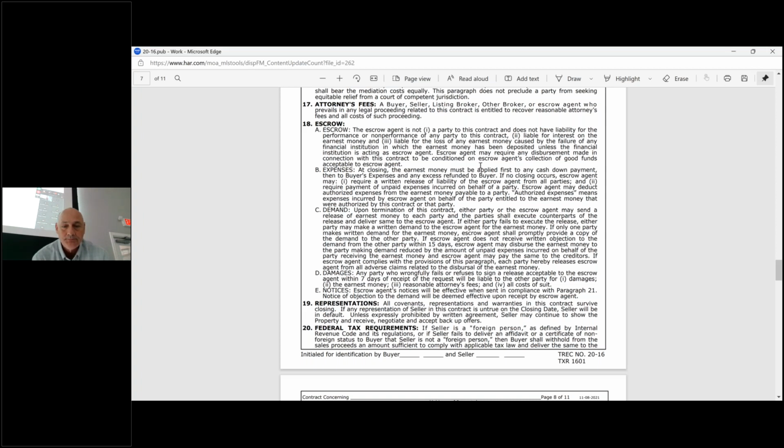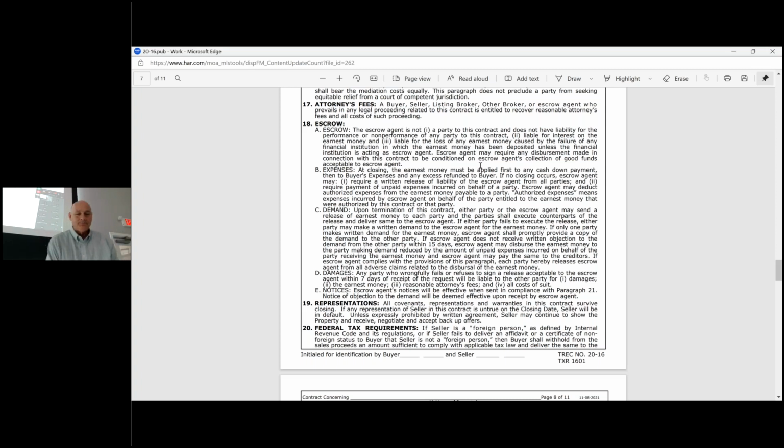Okay, well, let's see what happens here. Escrow agent shall promptly provide a copy of the demand to the other party. If escrow agent does not receive written objection to the demand from the other party within 15 days, escrow agent may disperse the earnest money to the party making the demand, reduced by the amount of any unpaid expenses incurred, et cetera, et cetera, et cetera. Now hold on. What if the other party does object? What if the buyer who is in default sends a letter to the title company and says, well, I know the seller made a demand, I'm making my own demand. But the buyer is in default. Okay, keep that in mind.